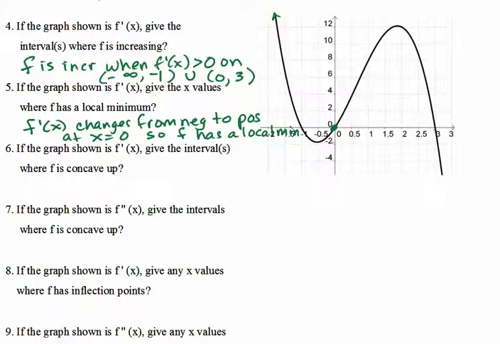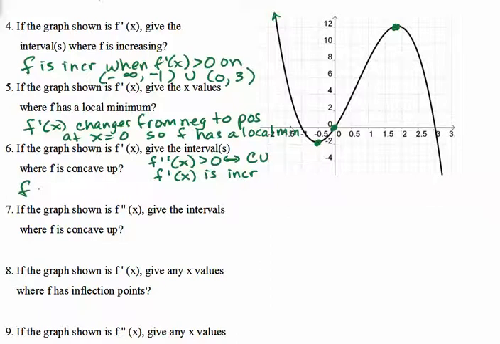All right, and number 6. If the graph shown is f prime, give the intervals where f is concave up. Well, you might find it easier to think about this. F double prime greater than 0 is concave up. So when is f double prime greater than 0? When f prime of x is increasing. So f prime of x is increasing from, we'll say, negative 1/2 to, does that look like 1.5?